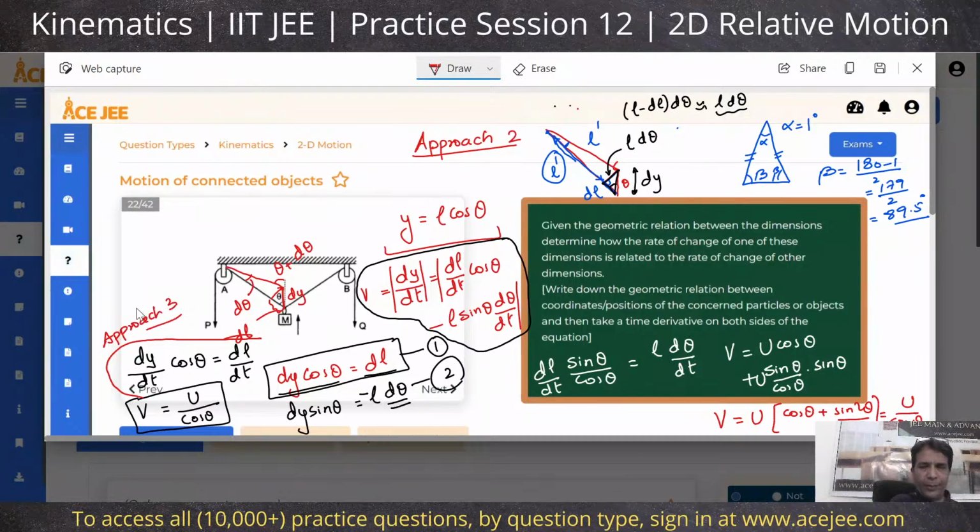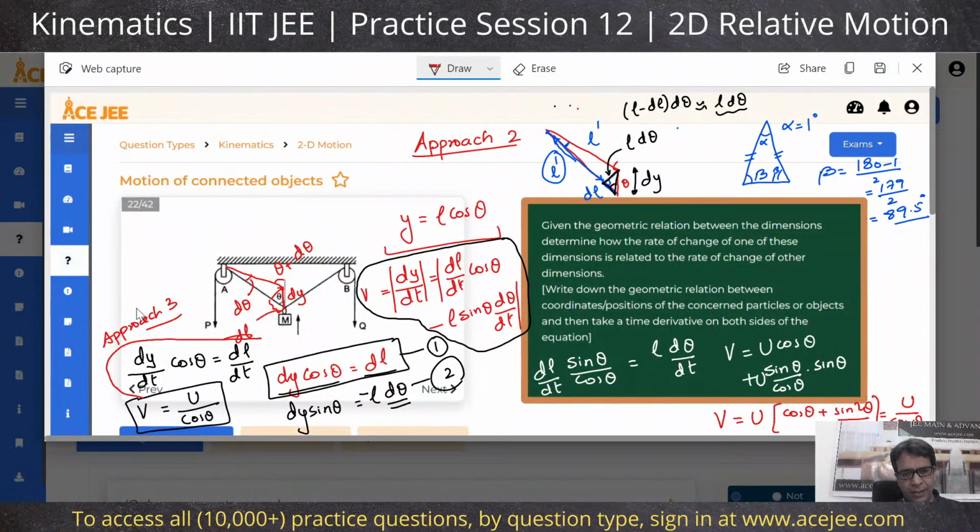So let me recap the 3 approaches we talked about. In the first approach, we looked at the translational variables or the linear variables, x, y, and the length. And we related how the rate of change of one is related to the rate of change of the other. So we use that geometric relationship L square is equals to b square plus y square, and we found the relationship between the velocity of mass m and the velocity of the strings u.